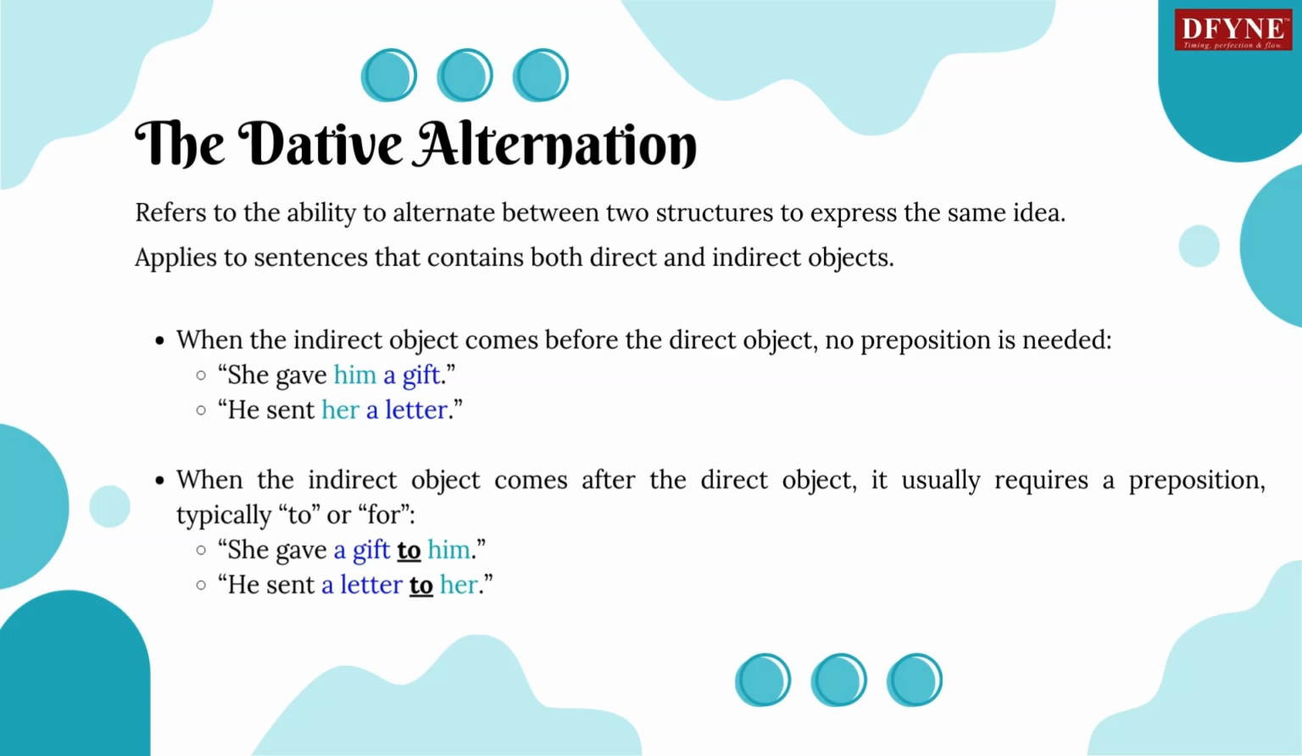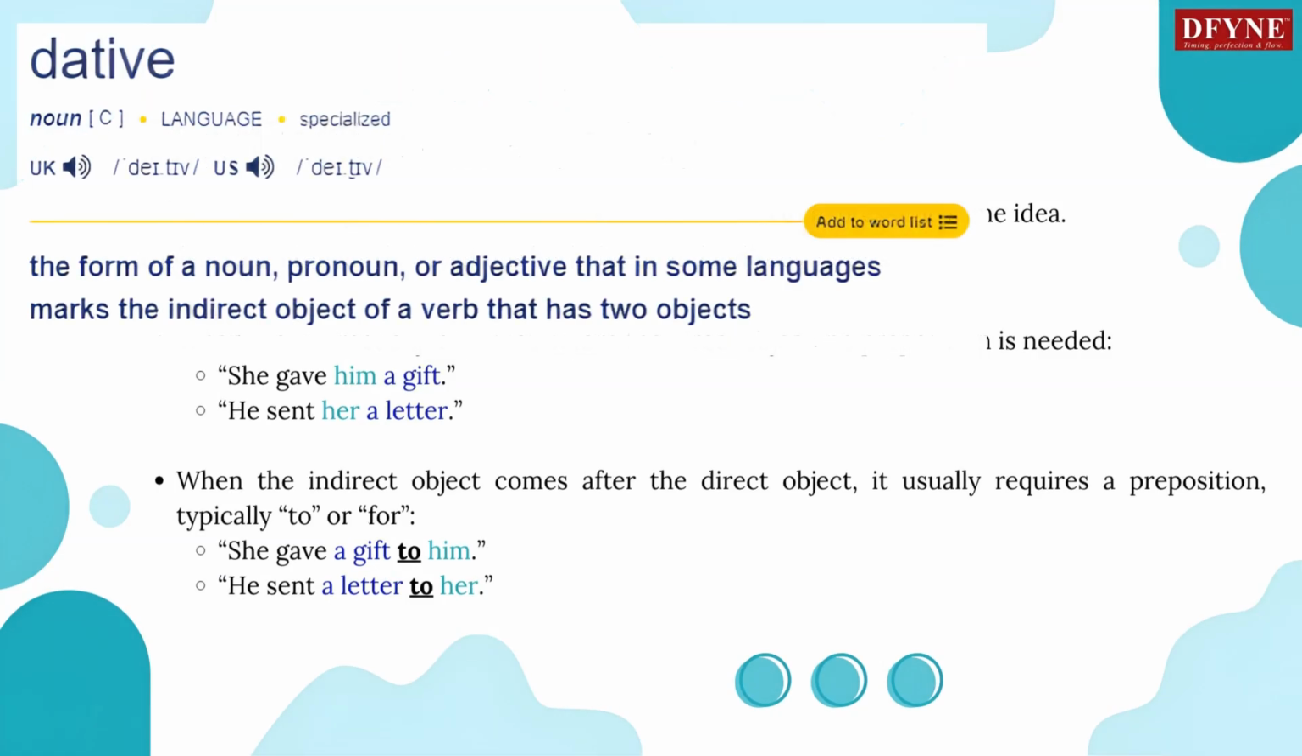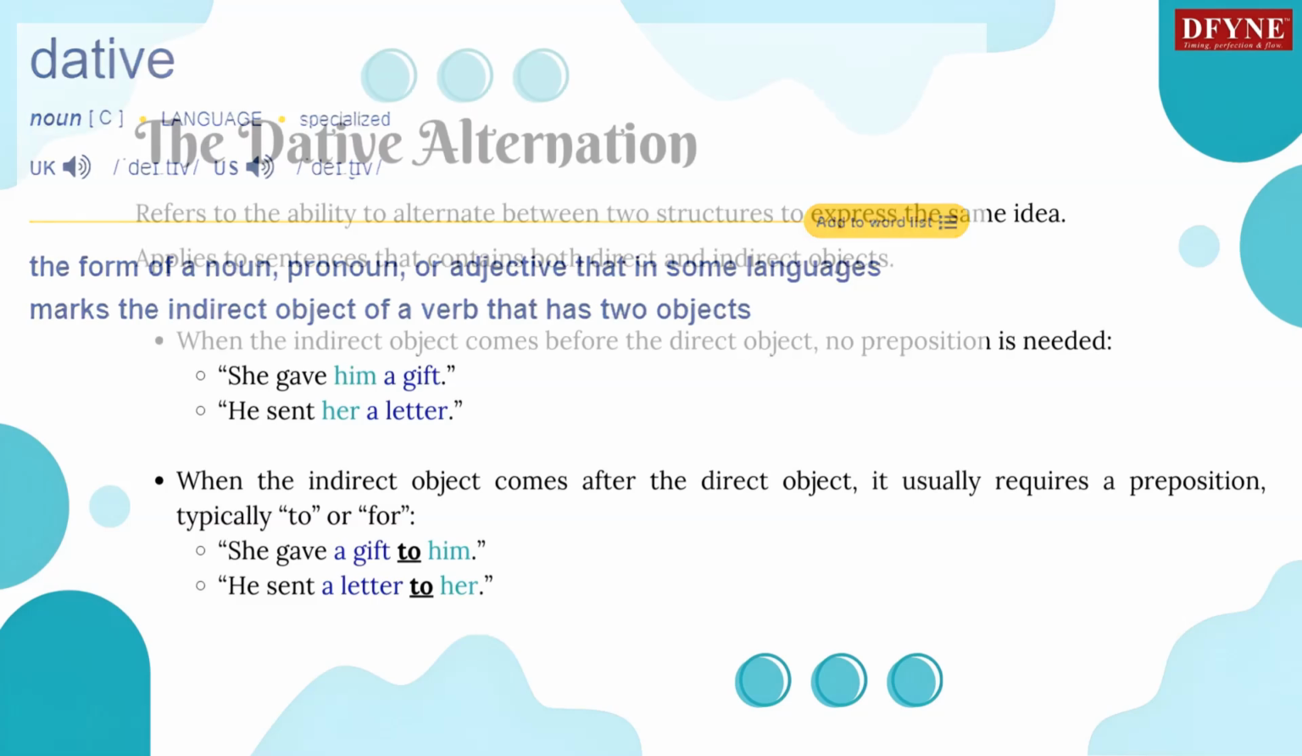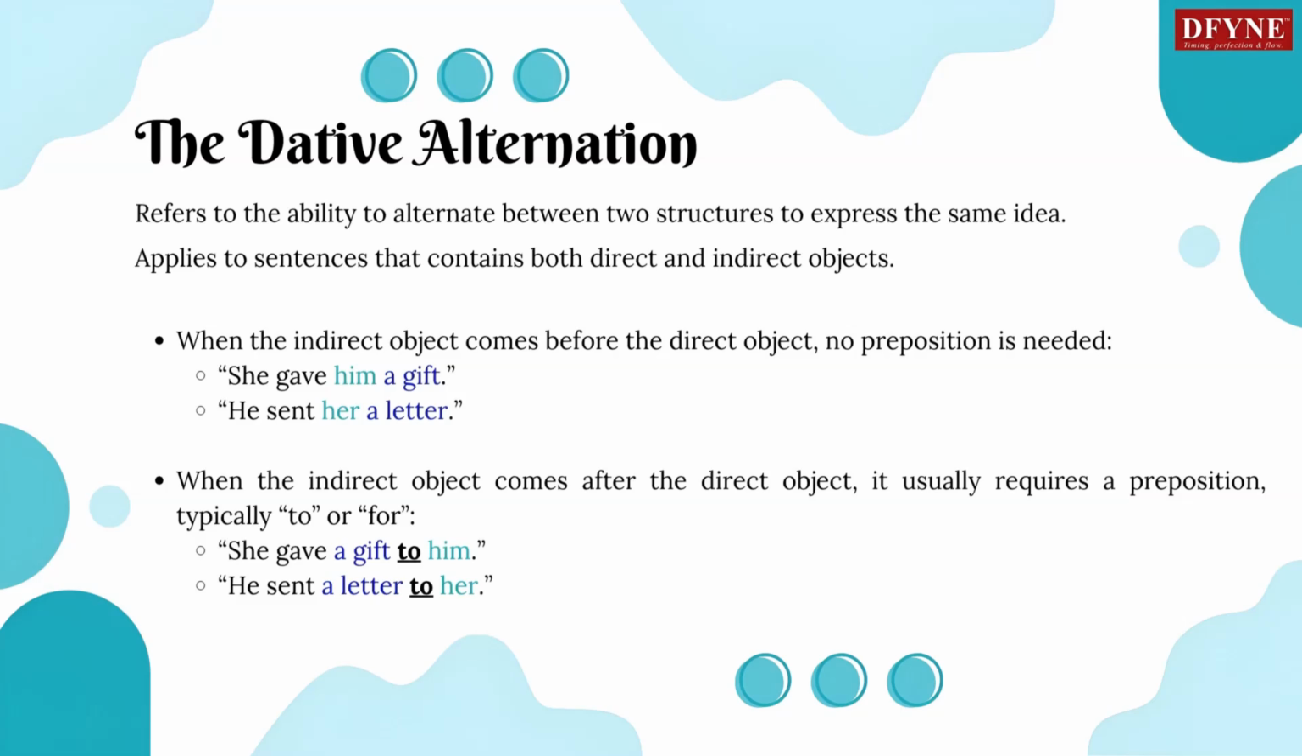The term dative originates from Latin grammar and refers to a grammatical case used to indicate the recipient of an action. In languages that have a dative case, it typically marks the indirect object or the person or thing that receives or benefits from the action of the verb. English doesn't have a formal dative case like languages such as Latin, German, or Russian do, but it does follow similar patterns in the way it structures indirect objects.